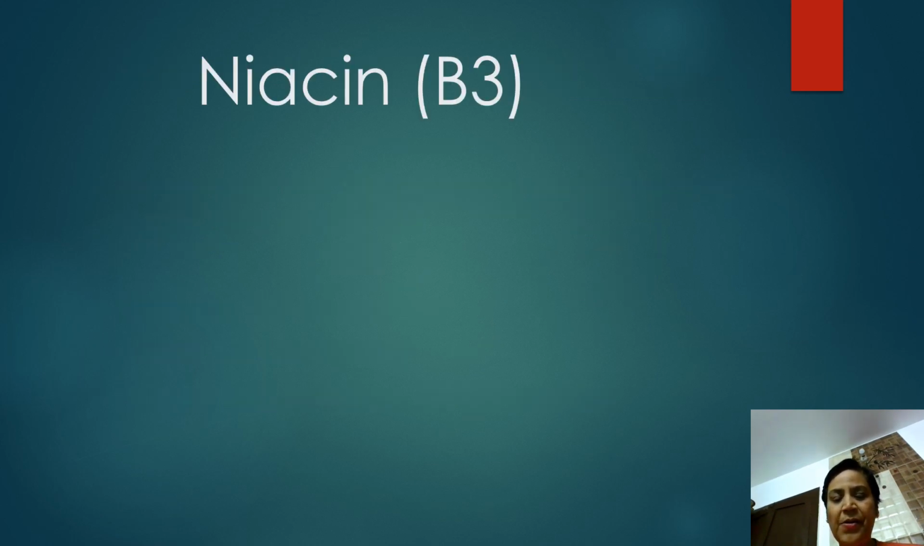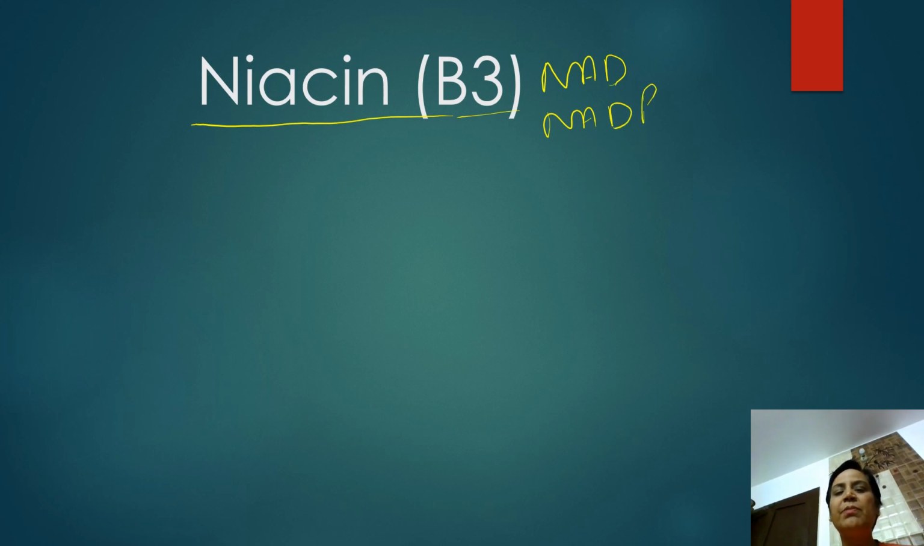Next we go over to niacin, or B3. Now the active forms of niacin are NAD and NADP. Both are the most powerful reductants present in biochemical reactions. NAD is nicotinamide adenine dinucleotide, and NADP has an extra phosphate, meaning more energy it is having.